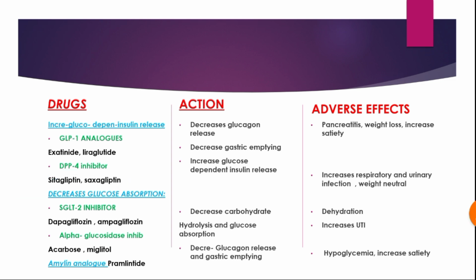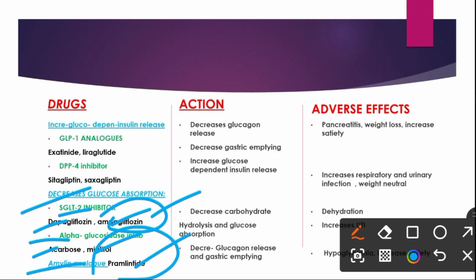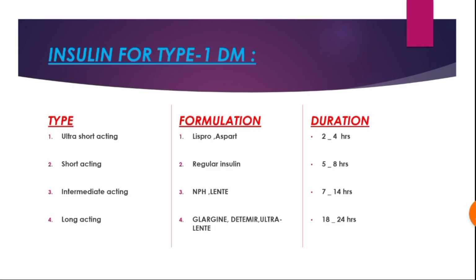Next one is the drugs that cause a decrease in glucose reabsorption. They include SGLT2 inhibitors, that is dapagliflozin and empagliflozin. Empagliflozin is associated with an increased risk of UTI, and the alpha glucosidase inhibitors include acarbose and miglitol. And last one is the amylin analog, in which the first and most important is pramlintide.